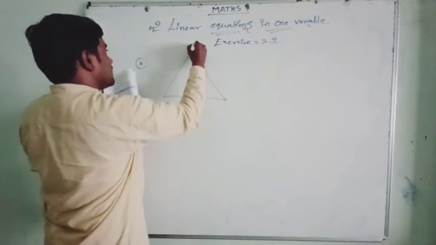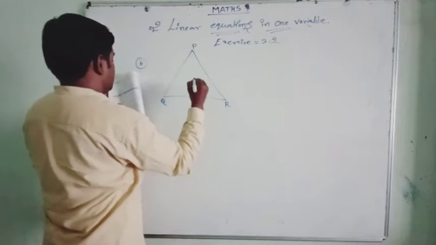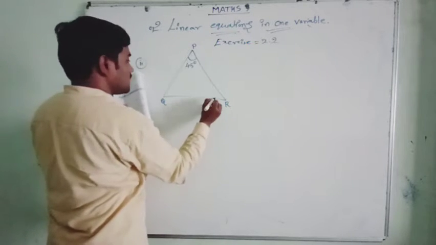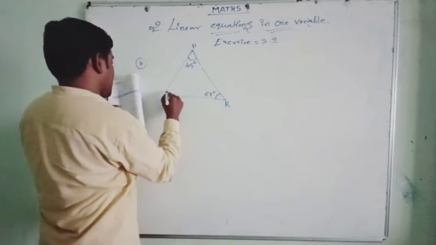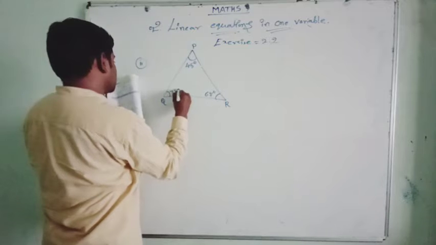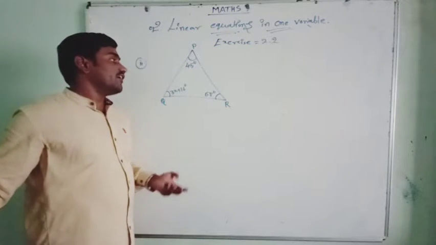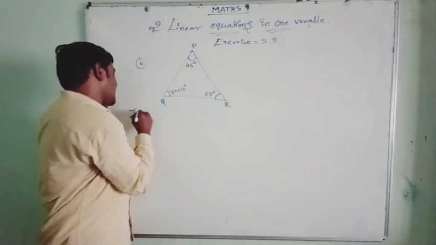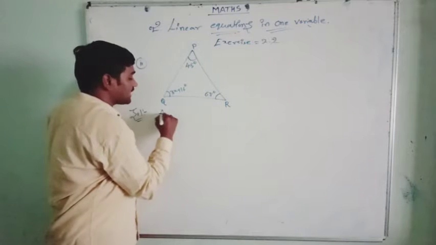Let me go for the second question from this. Here they have given triangle PQR with angle P equal to 45 degrees, angle R equal to 68 degrees, and angle Q equal to 3x plus 16 degrees. We need to find out the x value here. But we know one thing, by the angle sum property of a triangle.